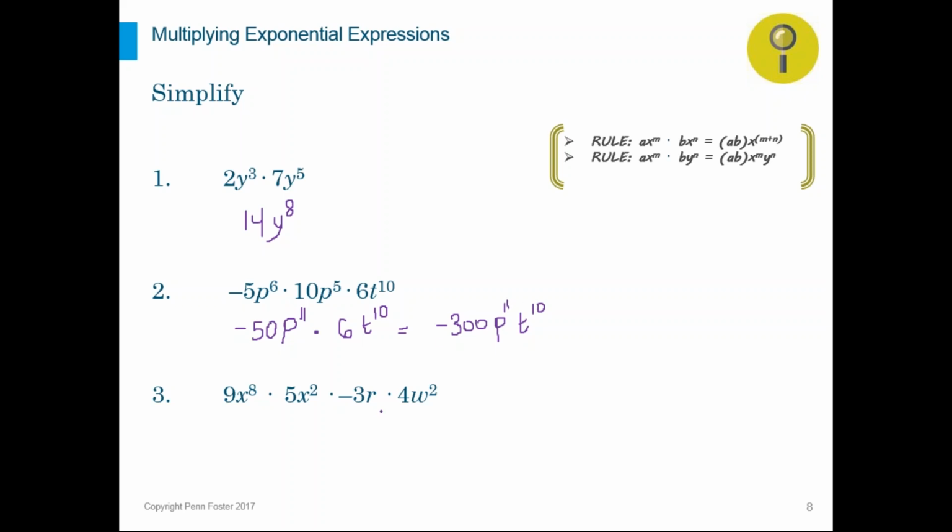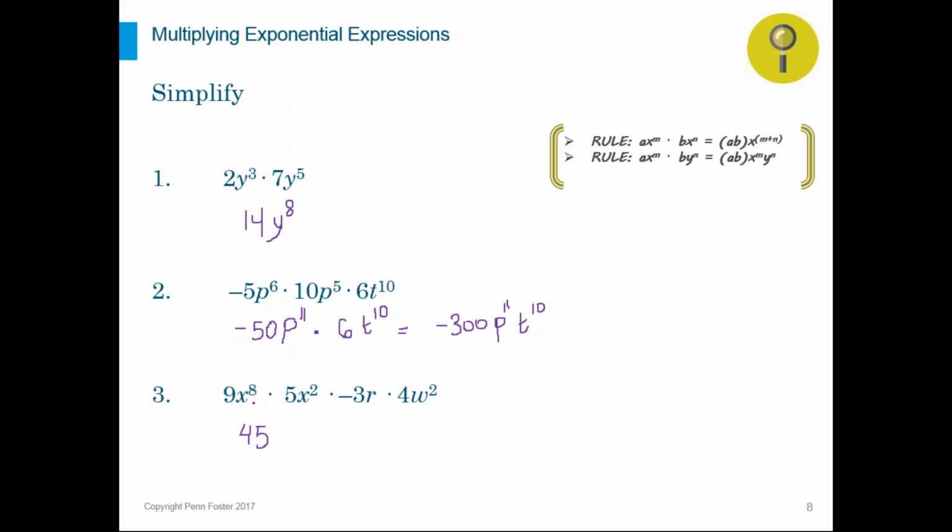Last question in that screen: 9x to the 8th power times 5x to the 2nd times negative 3r times 4w to the 2nd power. Now I have two terms with x's there, different powers, but it's not a problem because we're multiplying. In this case, we are able to add the powers. So 9 times 5 will give you 45. And then multiply x to the 8th times x to the 2nd.